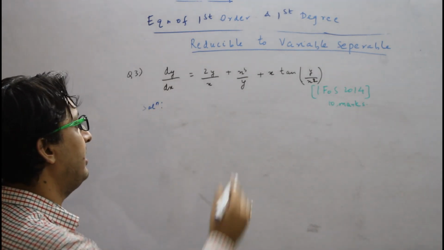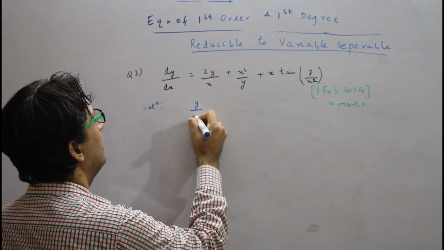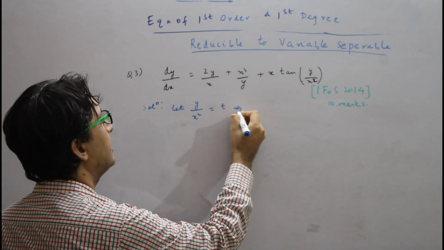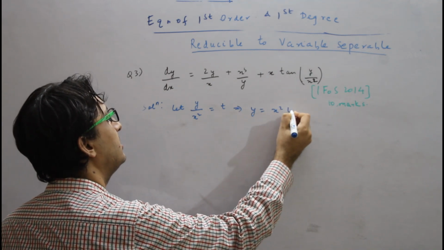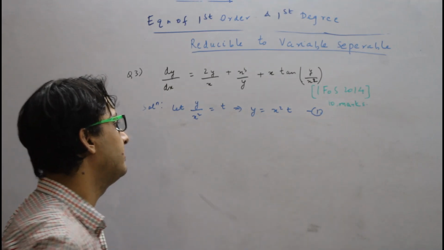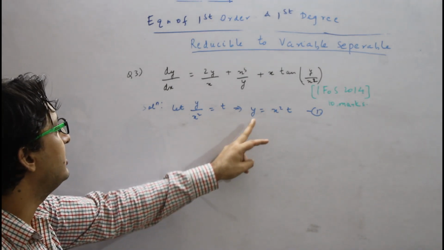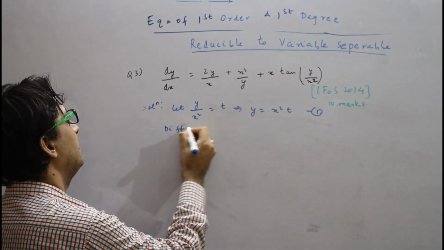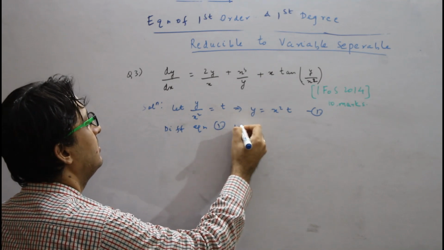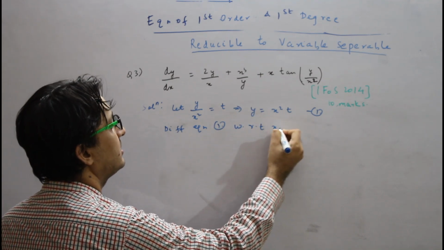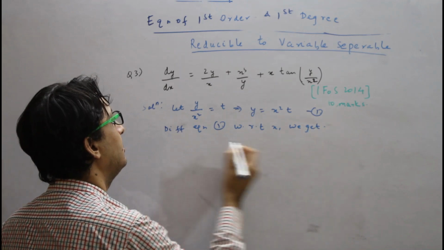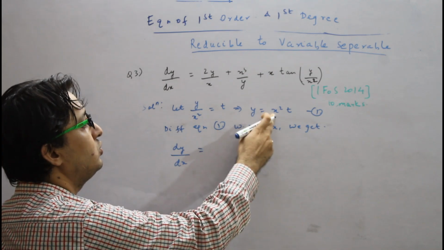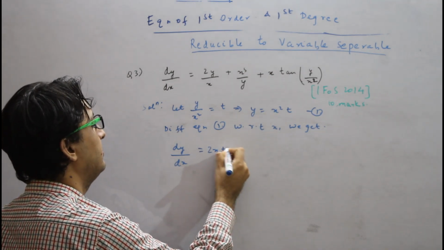So my claim is that I am going to put y by x square is equal to, say, a variable t. So this can be written as y is equal to x square t, and I call it equation 1. Now I will differentiate it with respect to x. So, differentiating equation 1 with respect to x, we get dy by dx is equal to 2 times of x t.